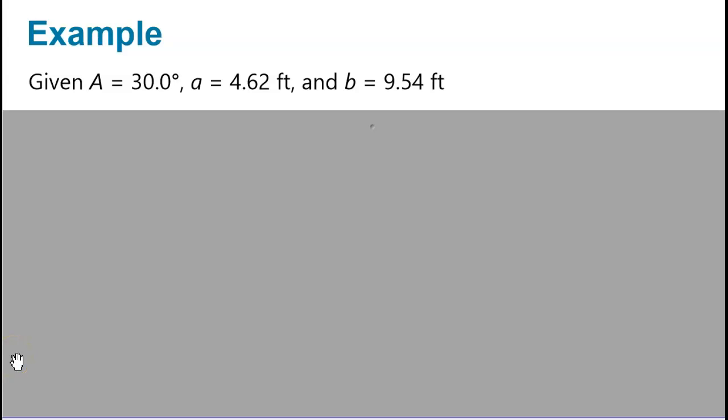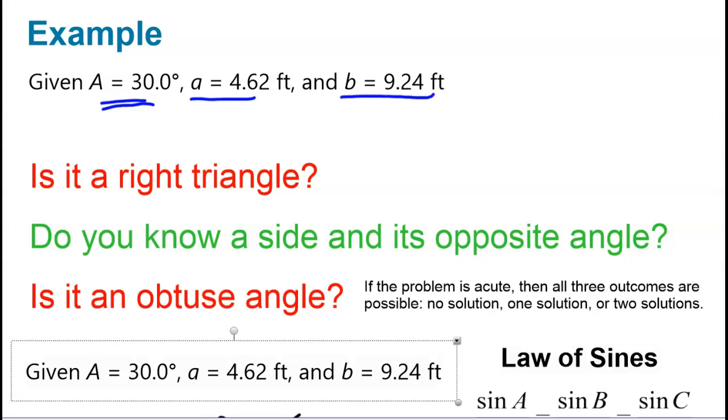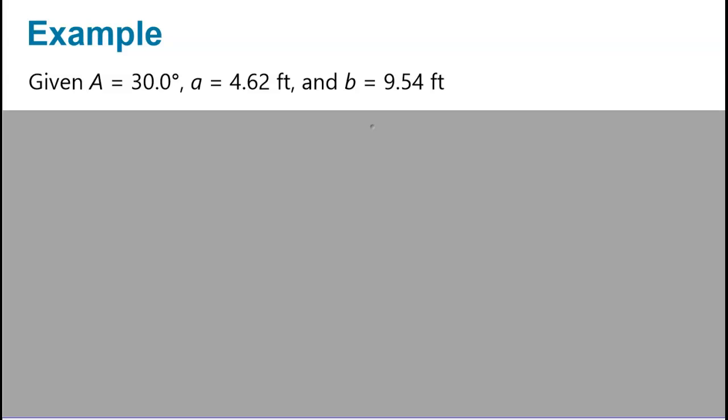All right, so go ahead and pause the video and try to do this one yourself if you can. Okay, this one is just a little bit different than the last problem. And so let me go back again. So the last problem was an angle of 30, A was 4.62 and B was 9.54. And in this case, the only difference is B, in the last problem, is 9.24. So let's see what changing it 3/10 does.